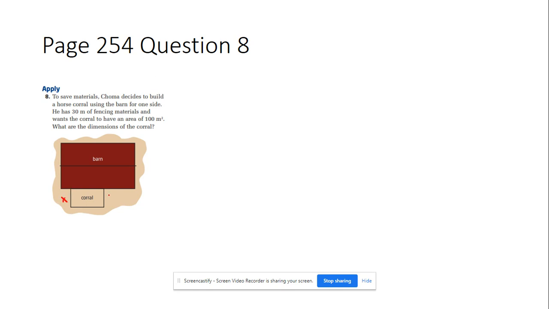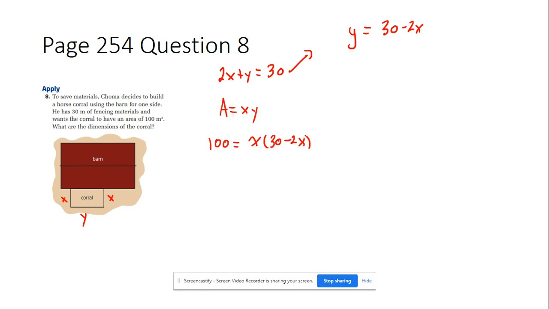Okay, so for over here, this is the corral. I'm going to call this x, and this y. So here's my equation number 1. Well, we have x plus x, which is 2x, plus y equals 30. It's going to be the amount of material over here. Now our area is going to be 100, so our area equals x times y. So same thing with the last one, I'm just going to solve this equation, make it y equals 30 minus 2x, and plug that into here. And we also know that 100 is our area. So we have 100 equals x times (30 minus 2x). 100 equals 30x minus 2x squared.